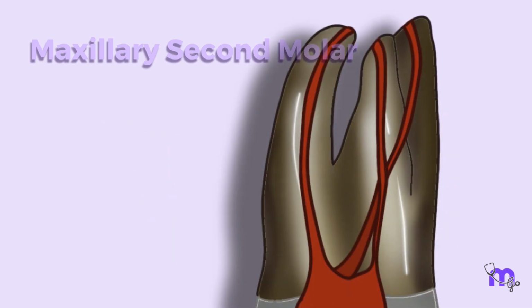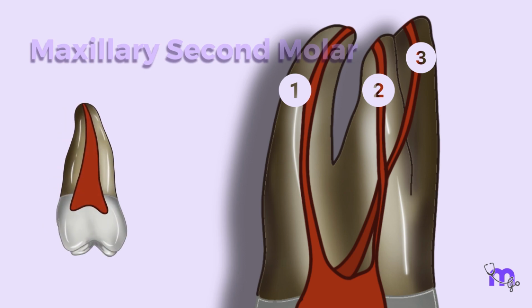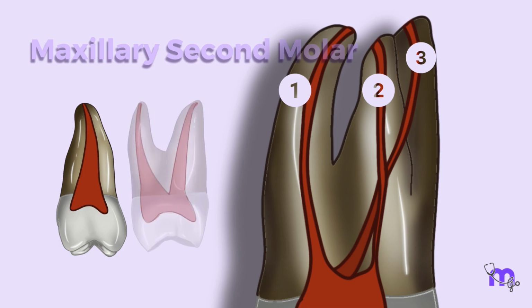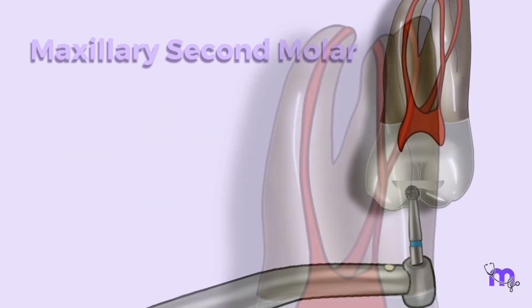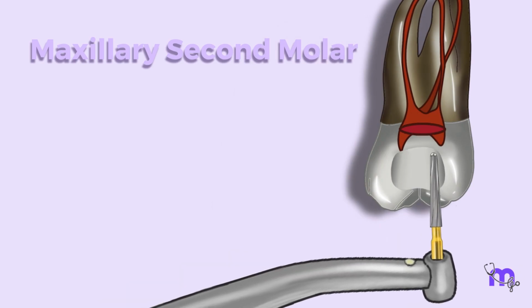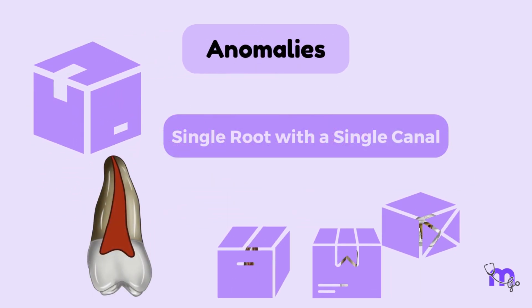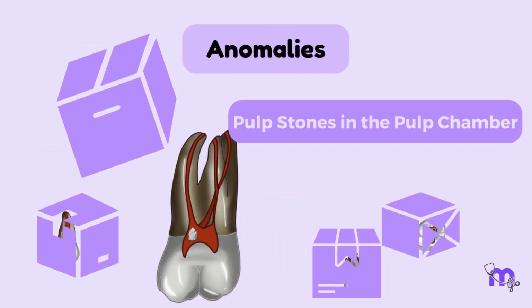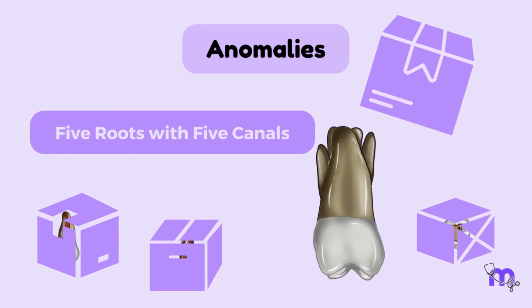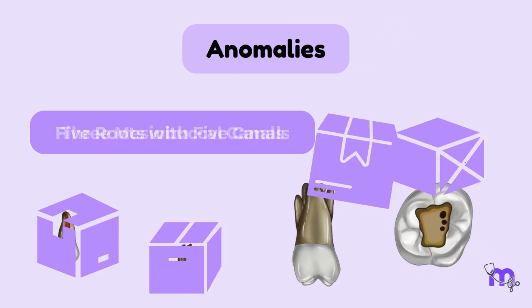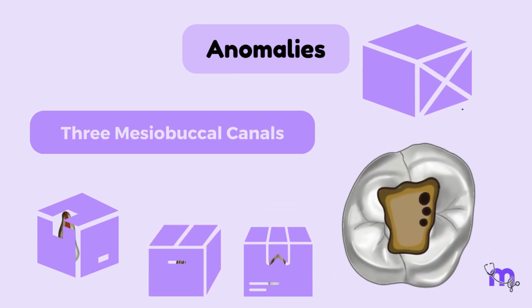As we know, the second molar has a total of three roots grouped close to each other, which may be fused to form a single conical root. When the buccal roots fuse to form a single buccal root, it may have two root canals. The access opening for a second molar is the same as the first molar. The various anomalies include the presence of a single root with a single canal, incidences of pulp stones in the pulp chamber, rare cases of 5 roots with 5 canals, and the presence of 3 mesiobuccal canals.